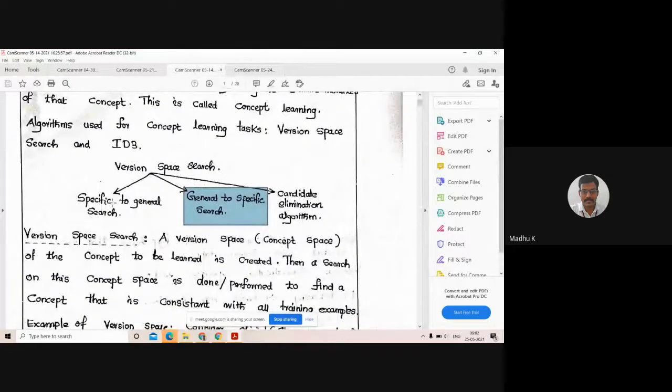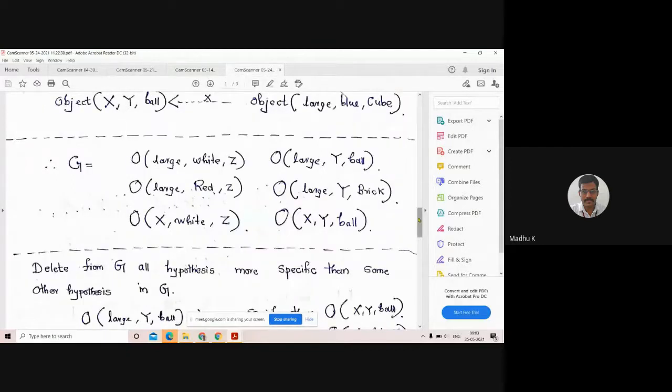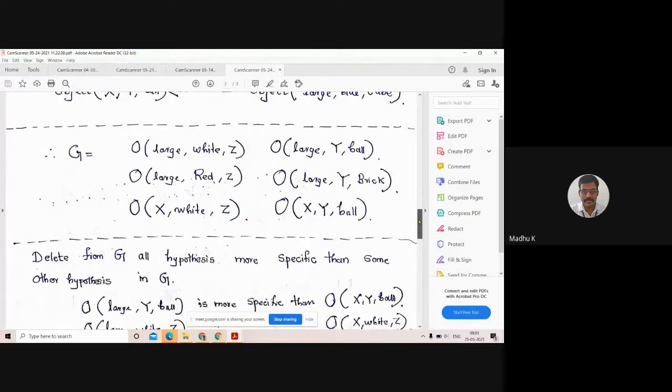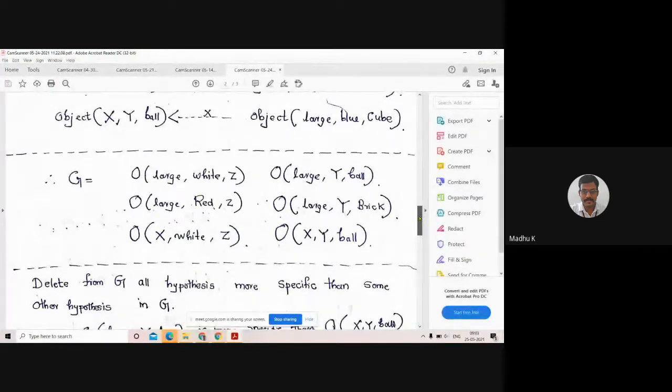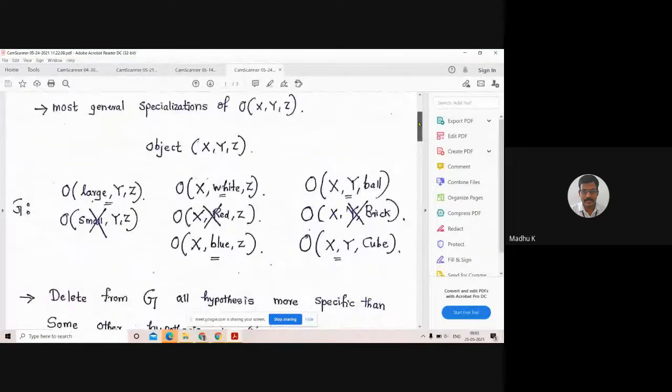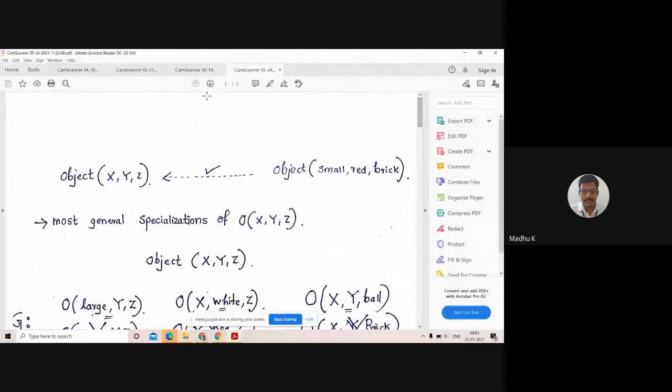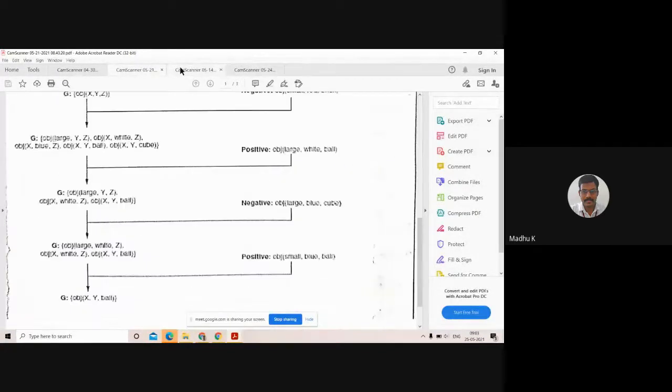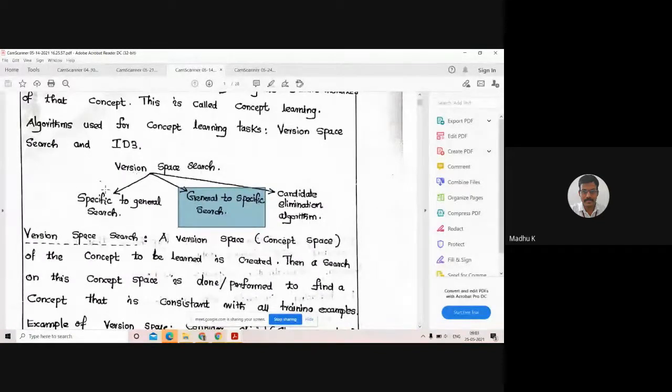So now two more algorithms are there. One is the specific to general search and the other is the candidate elimination algorithm. These are similar to our general to specific search method. So I think it is better to first study the general to specific search method and this problem. Then after your doubts are cleared and you are familiar with this algorithm, we can study the next algorithms. Else it will be very difficult to understand these topics.